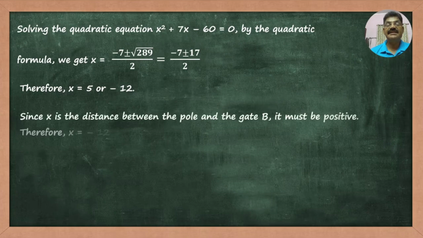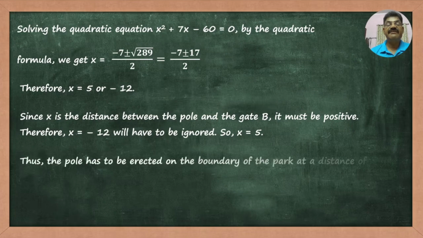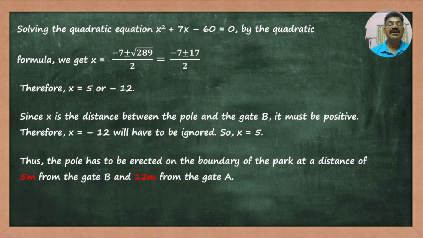Since x is distance, it cannot be negative. Therefore, we consider x = 5. So, when x is 5, the other value is x + 7, which is 5 + 7, which is 12 meters. Thus, the pole has to be erected on the boundary of the park at a distance of 5 meters from the gate B and 12 meters from the gate A.